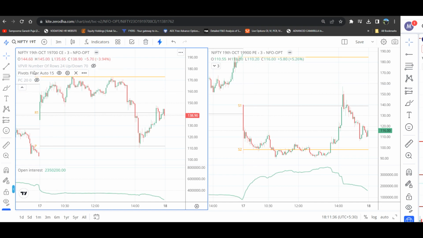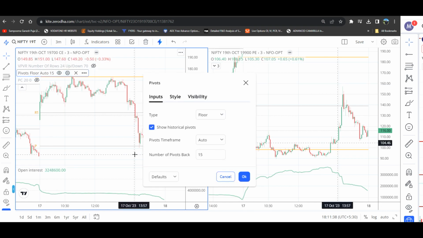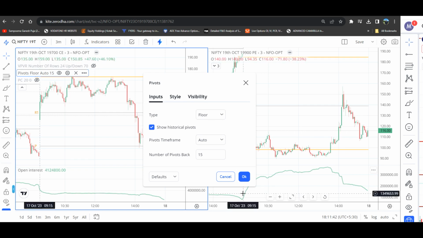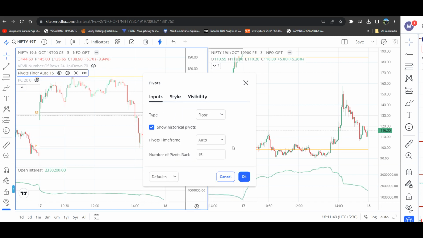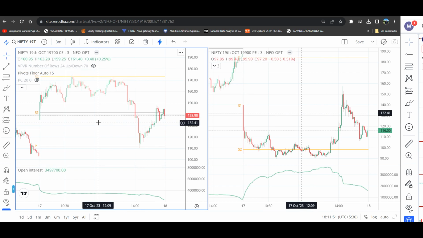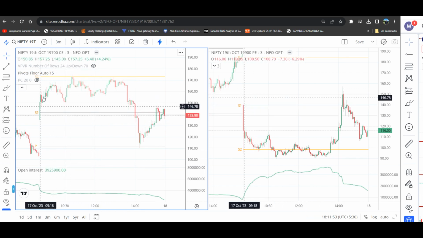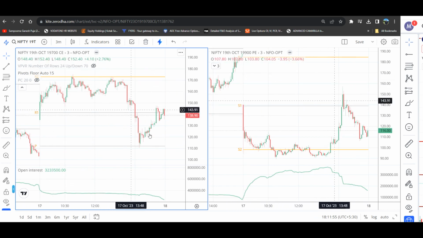So basically, you are adding pivot points here, and then go to the settings and change the type to floor. All other settings you keep as they are. There is no need of changing any other settings, and you just say OK. So you will get these floor pivots plotted on your chart.